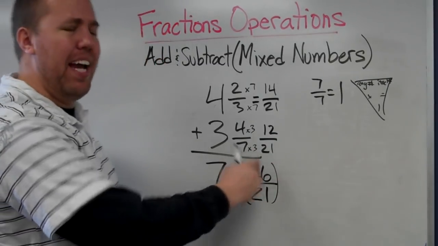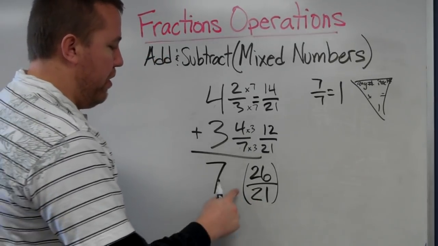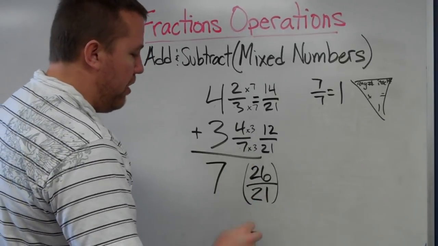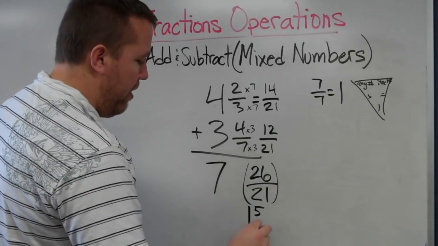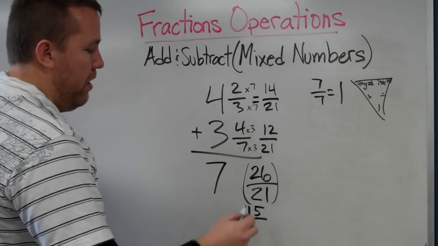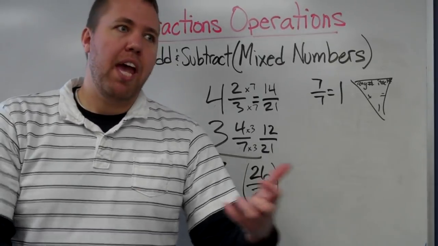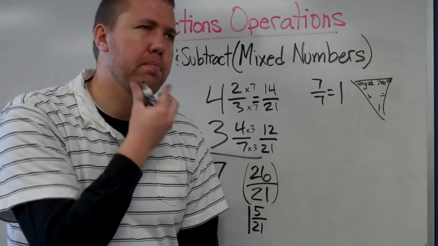You can't have a whole number and an improper fraction? No, that just doesn't work out for us. So we've got to change that to a mixed number. 21 goes into 26 one whole time. 1 times 21 is 21, and 26 minus 21 is 5. And we're talking 21sts. So now I have 7 and 1 and 5/21sts.